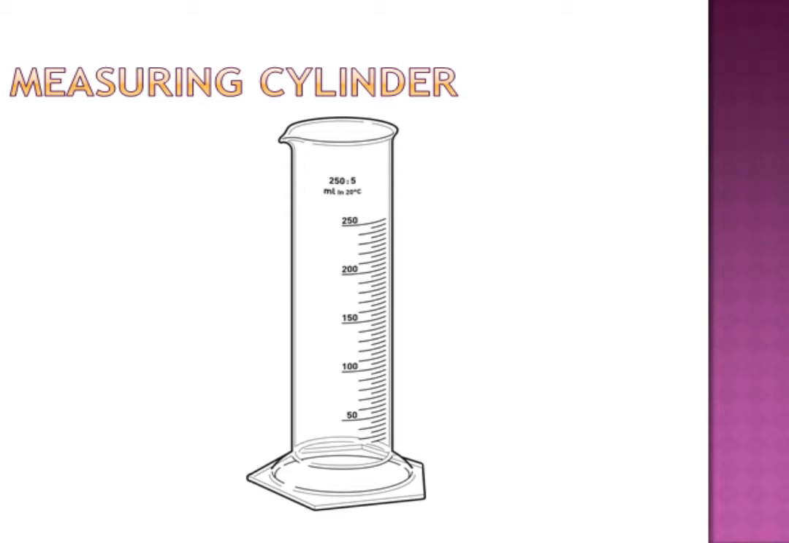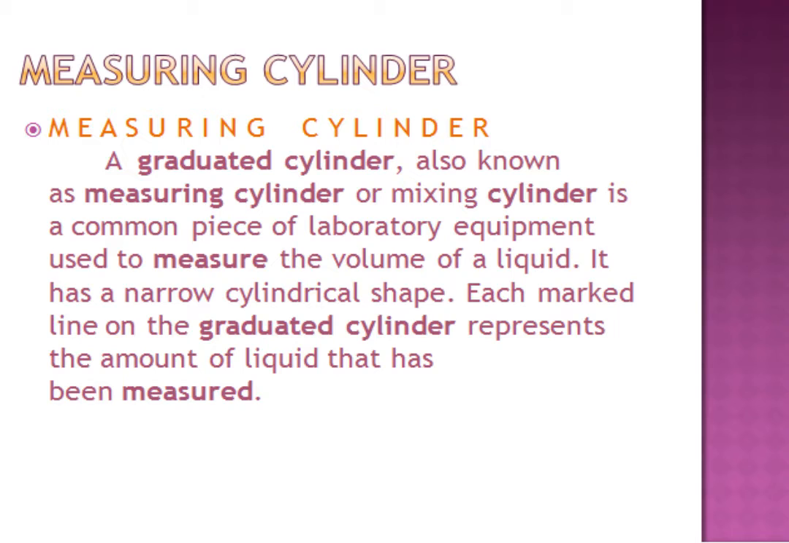Next up is a measuring cylinder, and this is what it looks like. Spelling time. M-E-A-S-U-R-I-N-G. Measuring. C-Y-L-I-N-D-E-R. Cylinder. A graduated cylinder, also known as a measuring cylinder or mixing cylinder, is a common piece of laboratory equipment used to measure the volume of a liquid. It has a narrow cylindrical shape. Each marked line on the graduated cylinder represents the amount of liquid that has been measured.